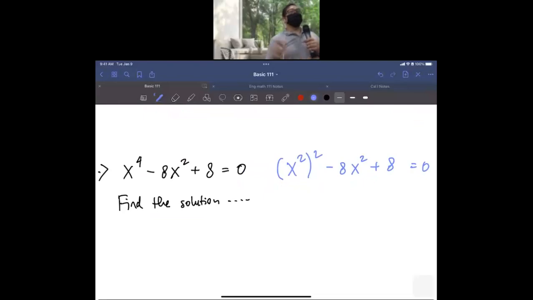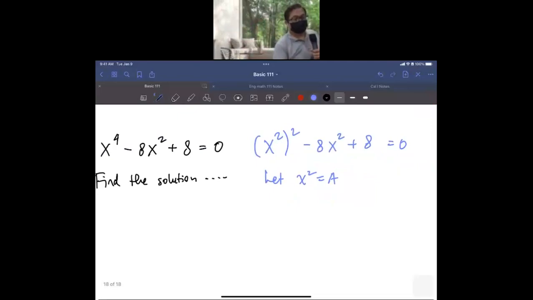Okay? So first thing is, let's see if we can make this. We can make the x with power of 4, which is just x squared and then squared, okay? Which means we can make this x squared as another variable, another unknown. For example, let's make this as a. Let the x squared just equal a to simplify our computations. So we are going to see that this is going to be just an ordinary quadratic equation. Okay? So we can try to solve this.